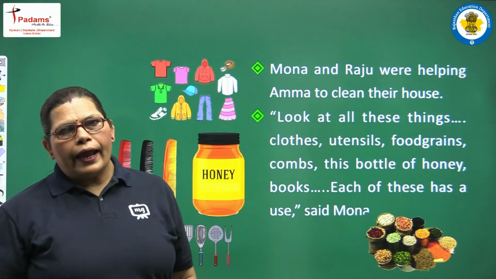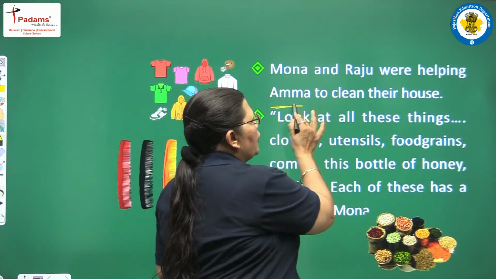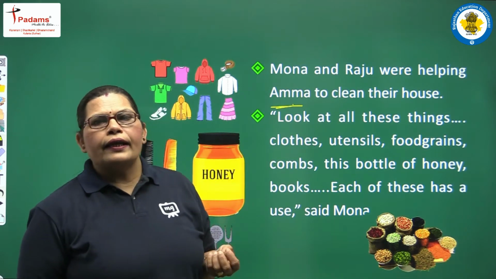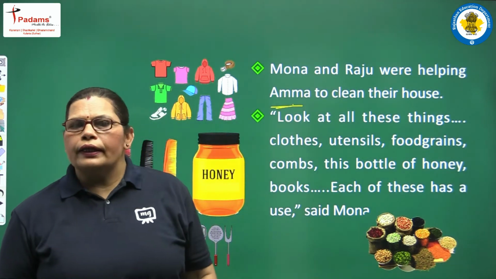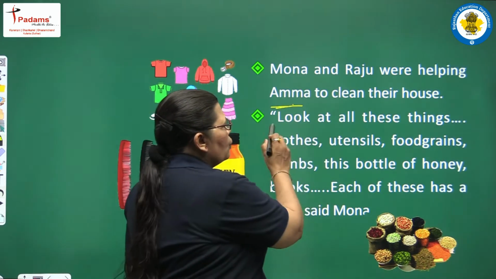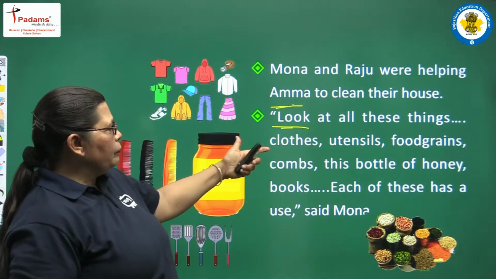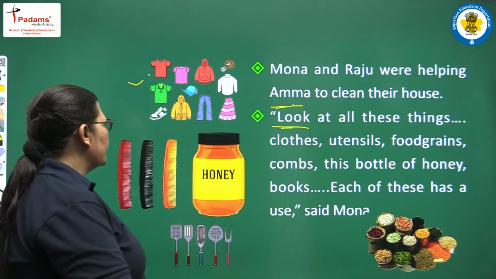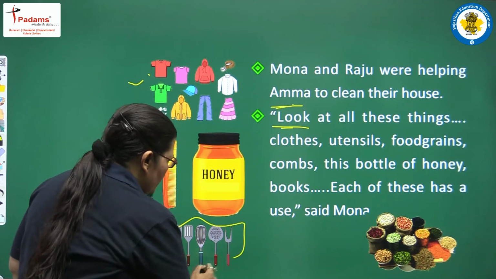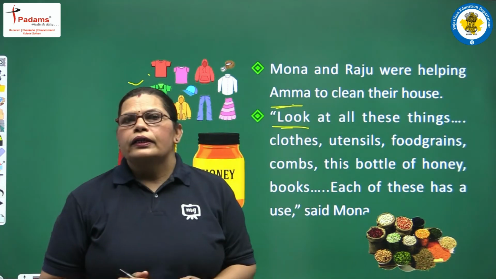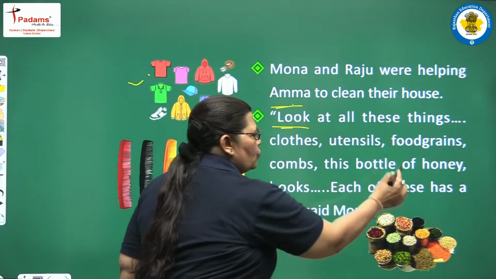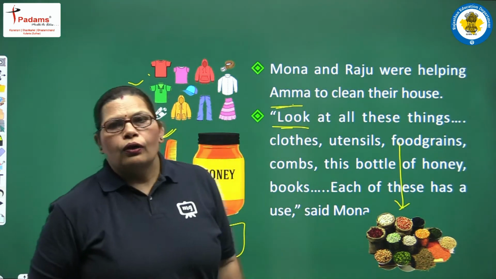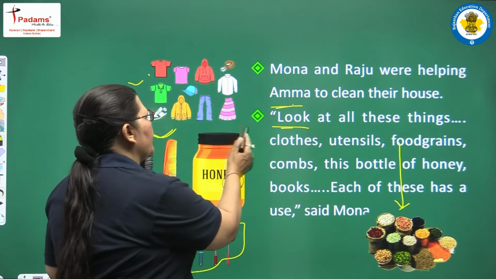See, Mona and Raju were helping Amma to clean their house. Mona and Raju, two children, are giving help to Amma in the cleaning of the house. So, look at all the things. See here the pictures of the things. Clothes. Clothes are there in the house. Utensils are there in the house. And see these utensils which we are using in the kitchen. And food grains, different food grains. Combs you are using daily for your combing. And this bottle of honey.